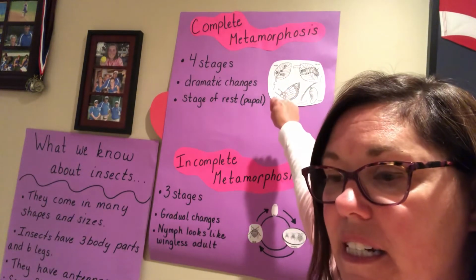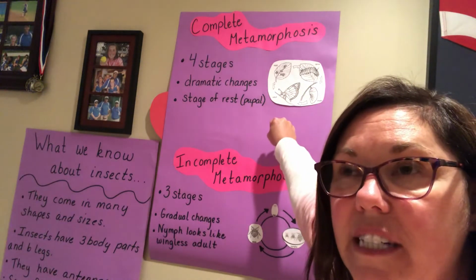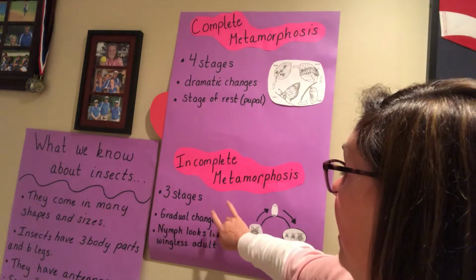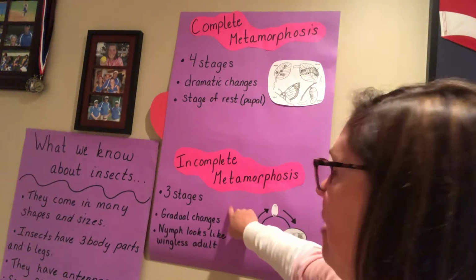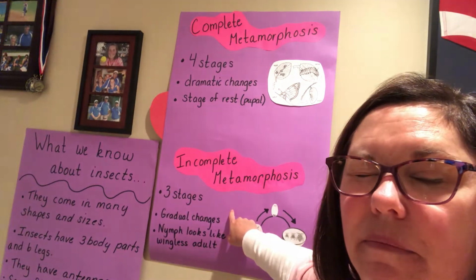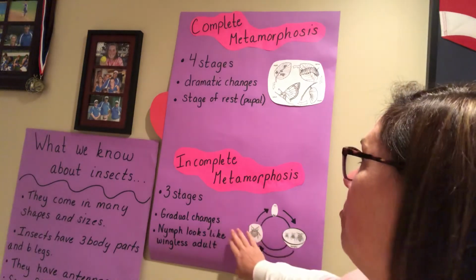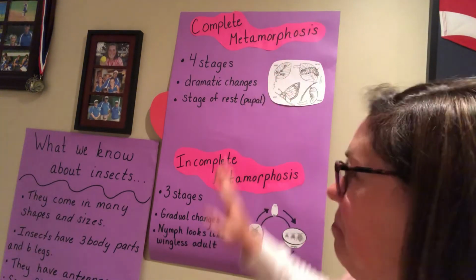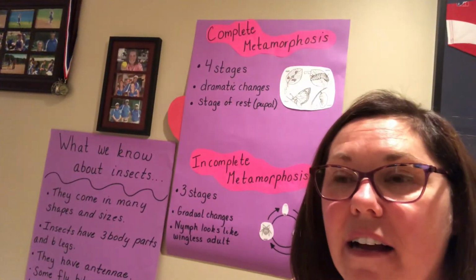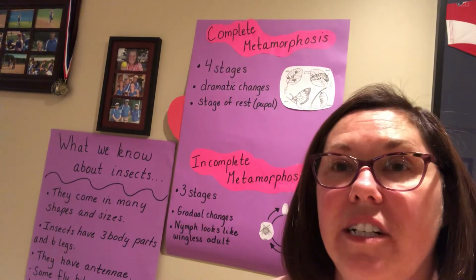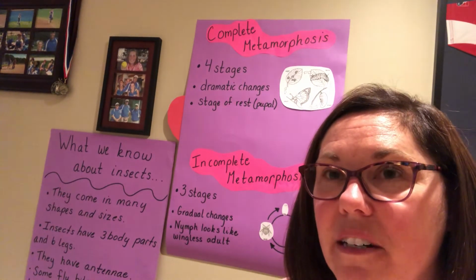Butterflies will go through complete metamorphosis. Crickets and grasshoppers go through incomplete metamorphosis, and a stink bug and a cockroach go through an incomplete metamorphosis. We're going to be talking a lot about the metamorphosis, and we're going to watch something specifically go through metamorphosis in some time here.